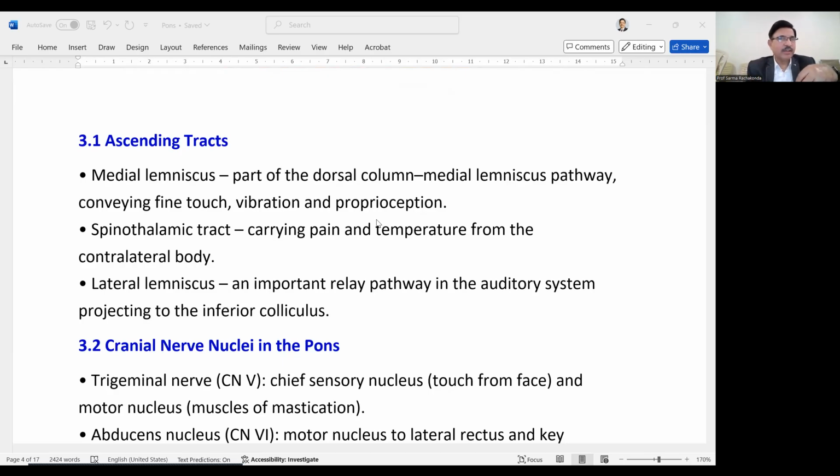Because trigeminal is starting here. In the midbrain, the lemniscus will contain 4: medial, spinal, the trigeminal, and lateral. Here, trigeminal is missing. Okay. Now, these are the ascending tracts.